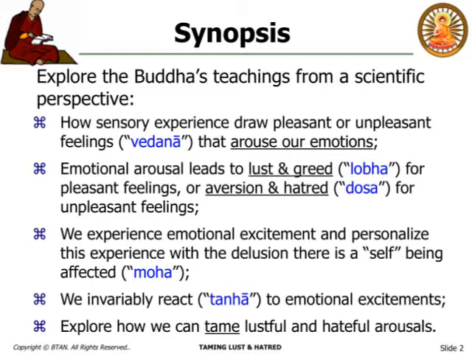So today we're going to explore from a scientific perspective these feelings, vedana. And then our reaction to something pleasant, that is lobha. We desire, lust and greed for it. And then the other reaction to unpleasant sensations, that is dosa, the aversion and hatred towards it. And finally, the delusion of a self-centered existence. All these are reactions known as tanha, emotional reactions.